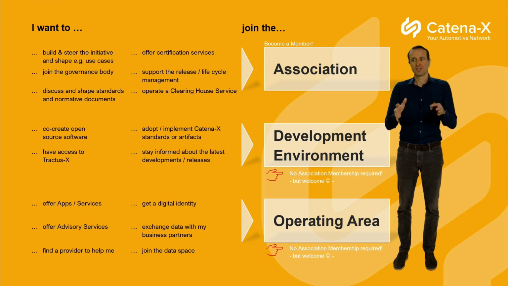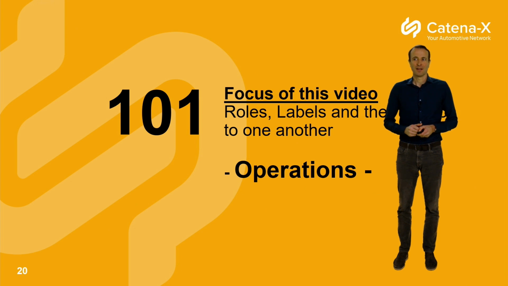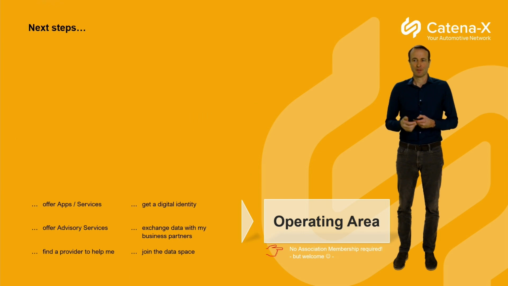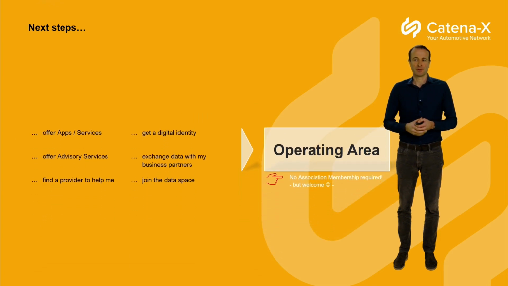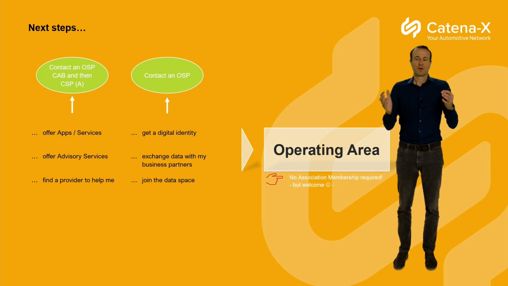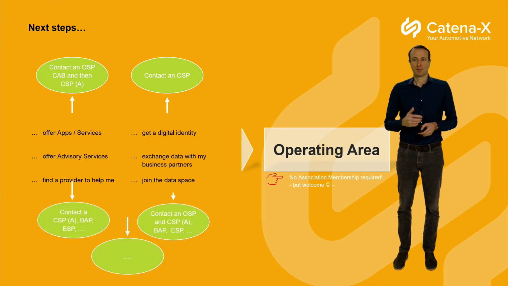And now the question is, if you focus on this operating area now, how does this work? What are the roles in this operating area? And which role is my relevant role to take the next step? Now, let's look at it and take it apart piece by piece. We have roles like an onboarding service provider or a conformity assessment body or a CSPA. Go to them and they will help you as a first step. Or go to an ESP or a BAP.